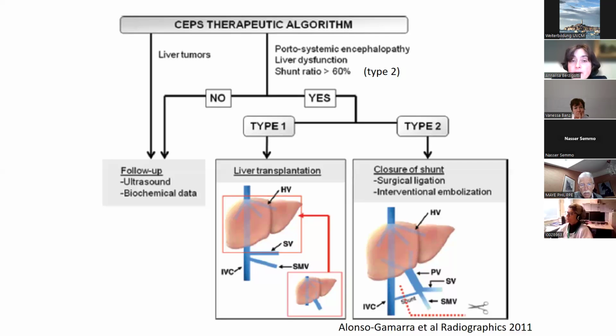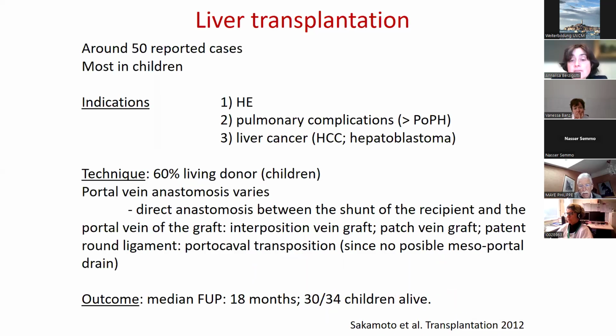This is the therapeutic algorithm, just as a summary. Remind, if it is a type 1, the only therapy we can offer is liver transplantation in severely symptomatic cases. If the patient is asymptomatic, follow-up is the right thing. In type 2, we can consider closure of the shunt, or later on liver transplantation in case of ineffective treatment. Liver transplantation in these children has good outcomes. This is what has been reported by the literature.